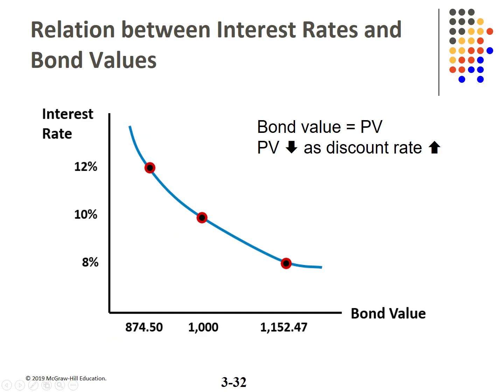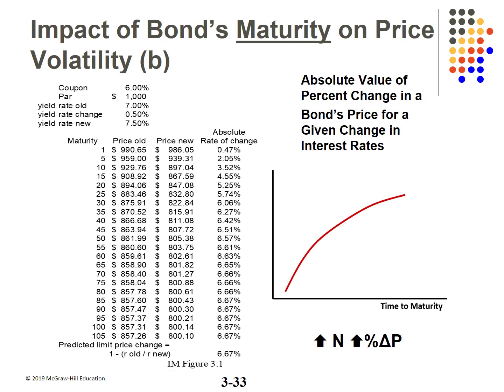Going back to bonds, this graph represents the relationship between interest rate and bond value. Basically, the value or the price of a bond is a present value, so when the discount rate goes up, present value goes down. This table and graph demonstrate the impact of a bond's maturity on the volatility of its price. The absolute value of percentage price change is the change when interest rates increase from 7 to 7.5% for bonds with a 6% coupon and different maturities. Note that volatility increases at a decreasing rate, stabilizing at 6.67%.